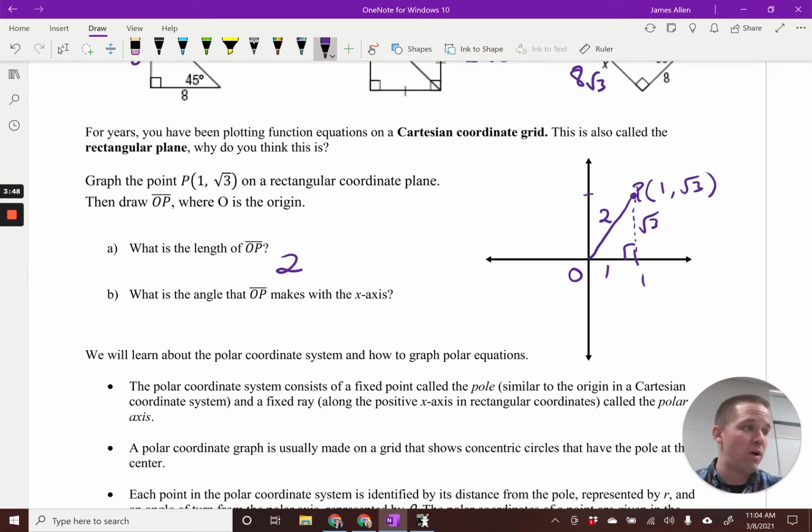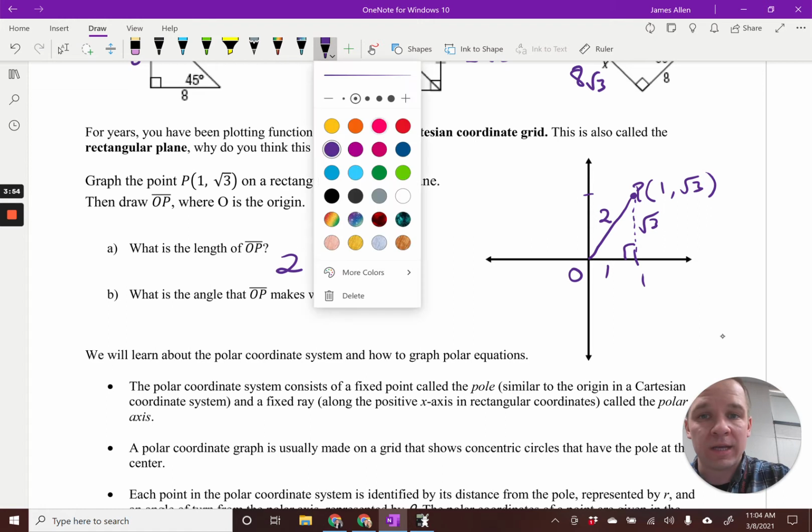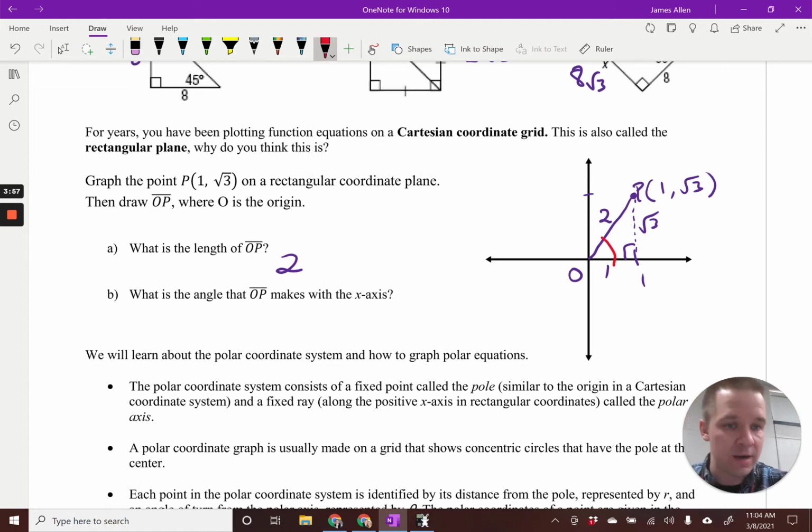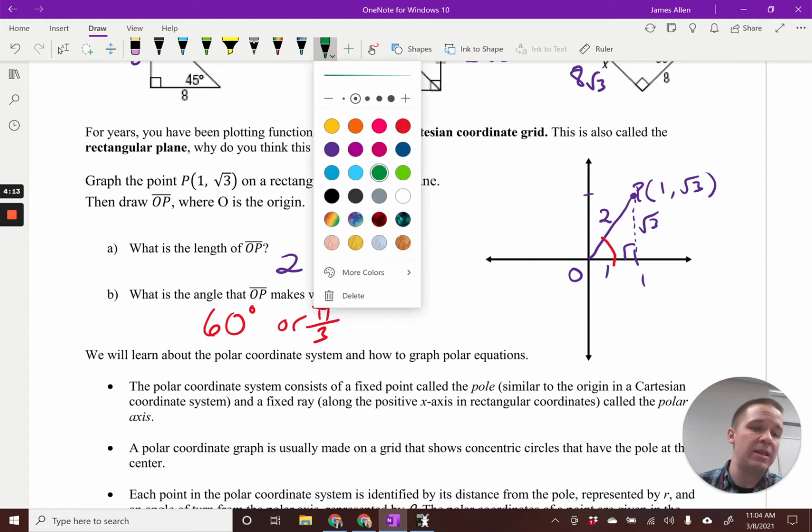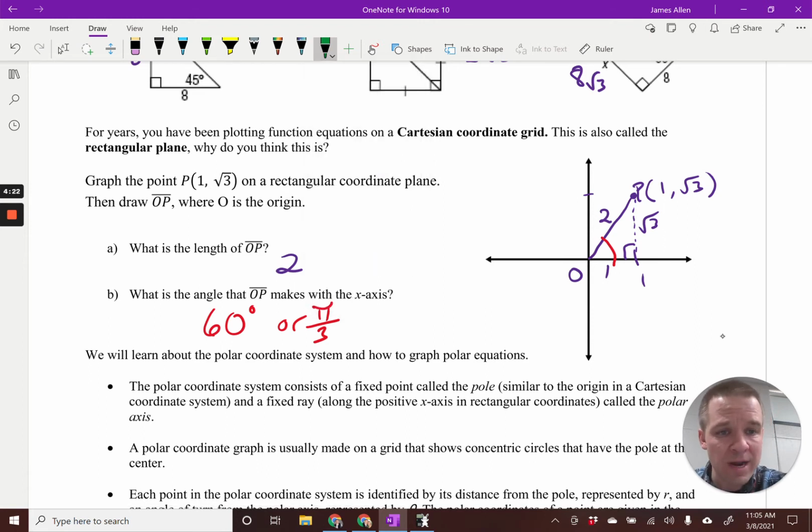And actually what's even more helpful here is that, well, what is the angle that OP makes with the x-axis? Meaning, what is this angle right here? Well, that's across from my root 3. That's just going to be a 60-degree angle, or pi over 3. So the way in which we name our polar coordinates is by radius and by the angle that it makes with that positive, in this case, x-axis, which will have different words for these things, different vocab in the future here. So the radius here is 2, and our angle would be pi over 3, or 60 degrees.